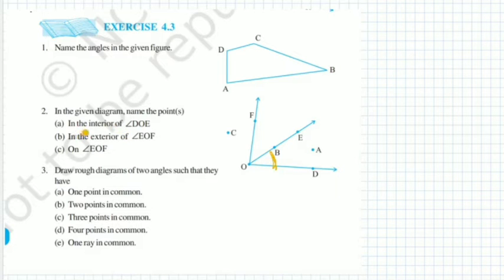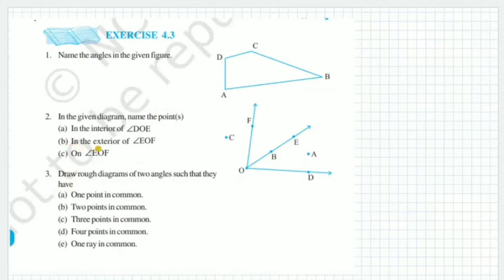You have to name the points that are interior. Interior means within these two rays, these two arms or sides of the angle. So this is one side, this is one side. So the points lying between them will be interior. So point A is interior. So the answer for the interior of angle DOA will be A. Only A is lying inside.